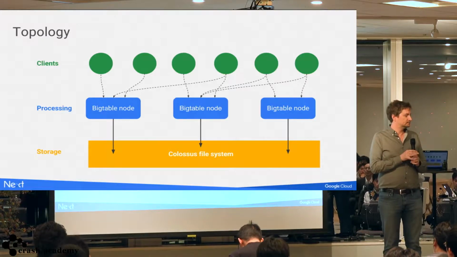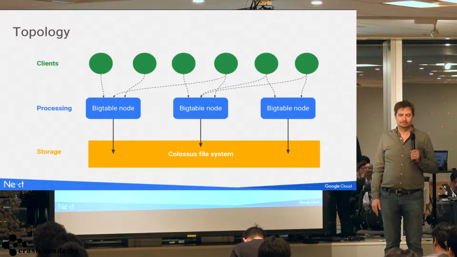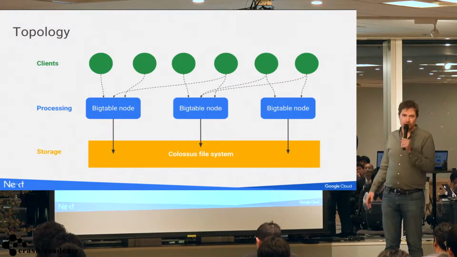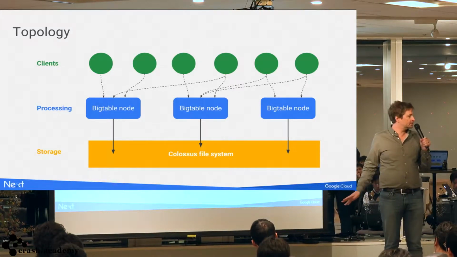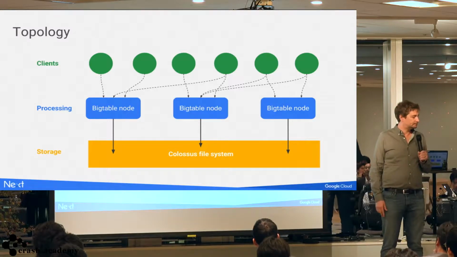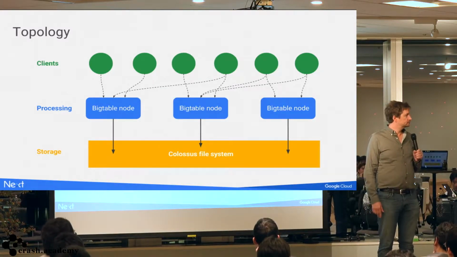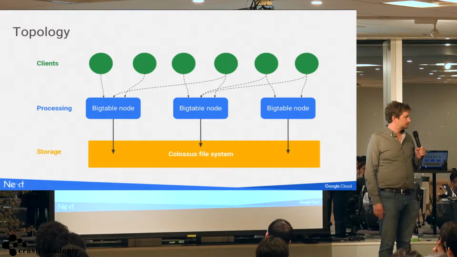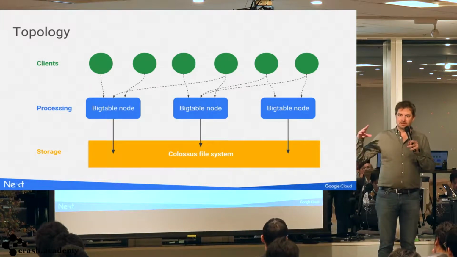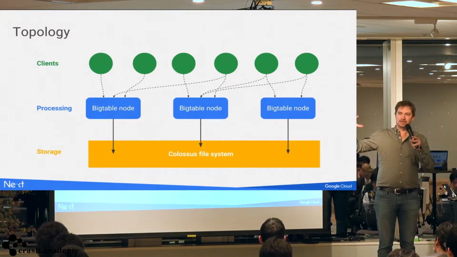So the first thing to notice is that Bigtable is actually separated from the file system. The file system is called Colossus. It's a replacement for our first file system, which was called GFS. It's a distributed file system. It's a single file system that's about the size of a data center.